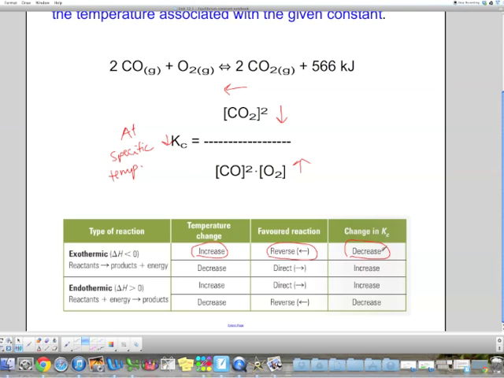So if you understand Le Chatelier's principle, you'll be able to understand these items here. Just make sure you take a look at them to make sure you master all this and that it's clear to you.